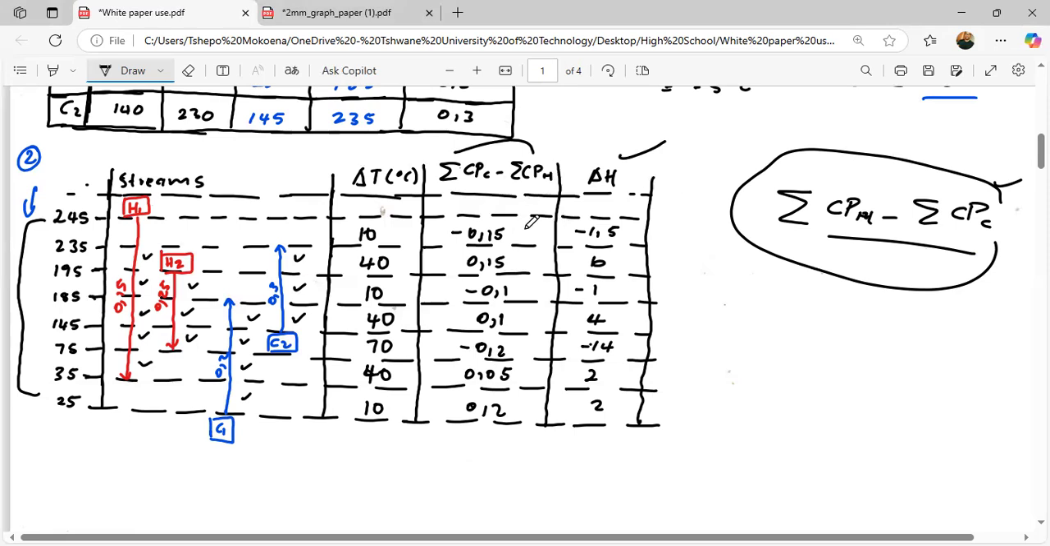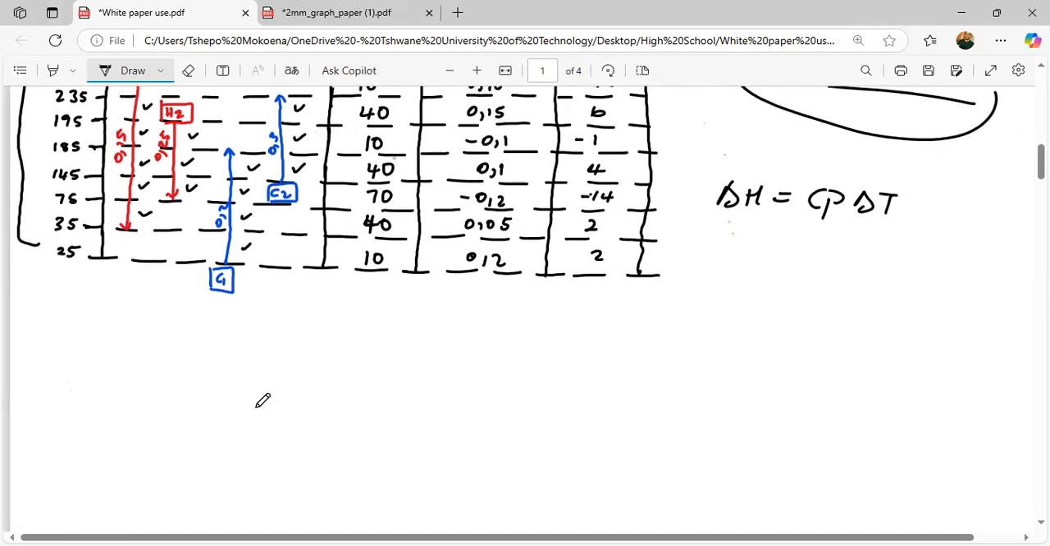And then our delta H, what we do is, again, the thermodynamics equation: delta H is given by Cp multiplied by change in temperature. So in this case, we multiply these Cp's and the change in temperature, and then we get all of these numerical values over here for our delta H in kW. By the way, the units here will be kilowatts.